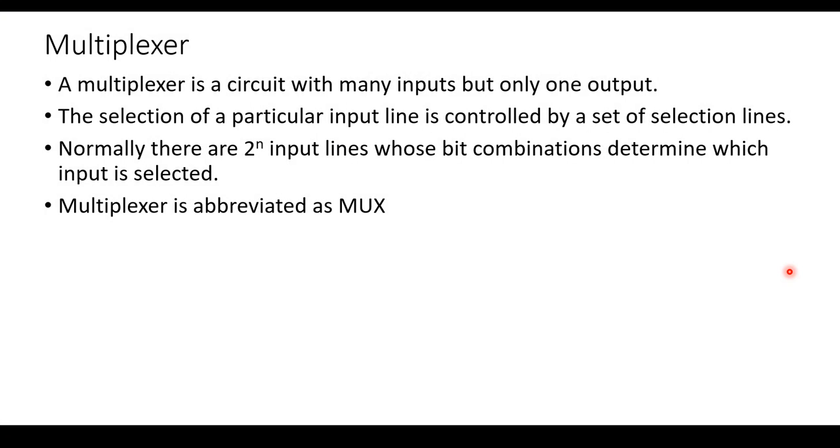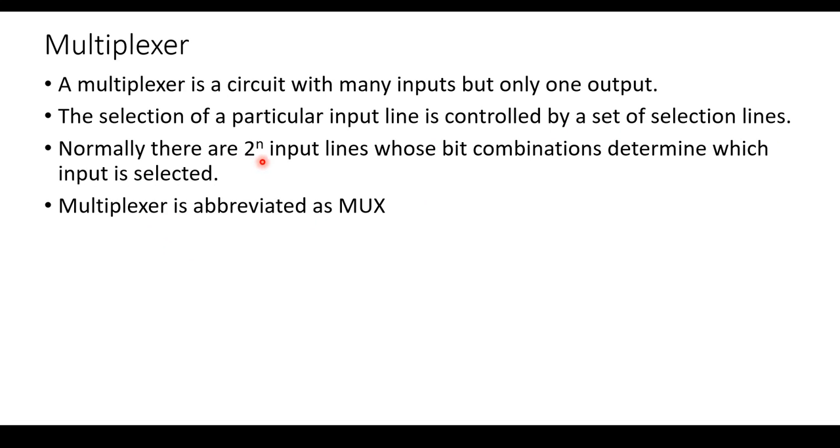A multiplexer is a circuit with many inputs but only one output. You may have 2, 3, 4, or many inputs, but finally you will get only one output. The selection of a particular input line is controlled by a set of selection lines. So here the only difference is you will have separate selection lines. You are going to see about it.